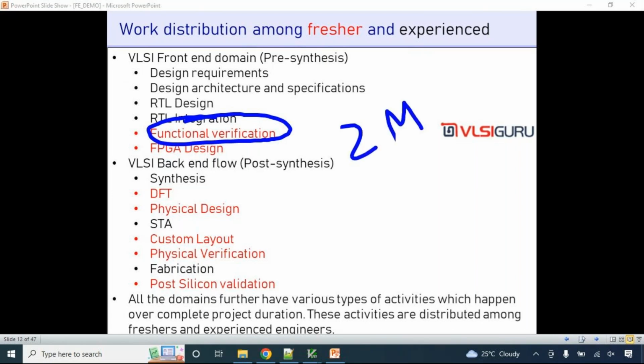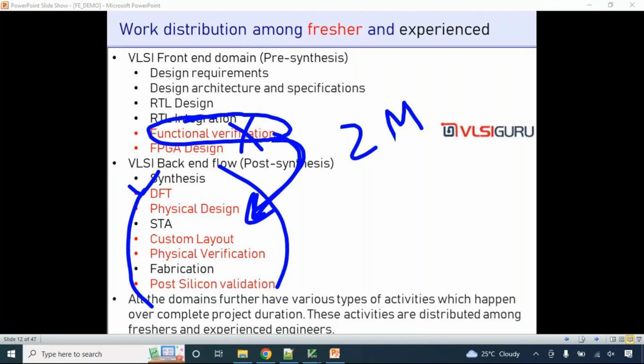Let's say your course starts from November 2nd, for example. The course classes commence from 2nd of November till December end. You have flexibility to move to the backend domain. Means you can be doing front-end domain functional verification till December end. January 1st, you can come back and say that I don't like functional verification, I want to do the DFT course. We will give you the option to switch.